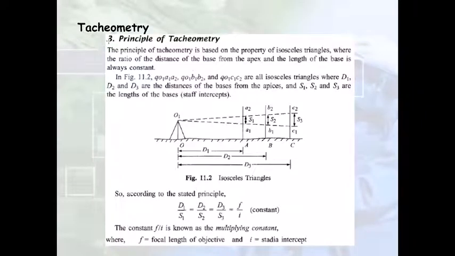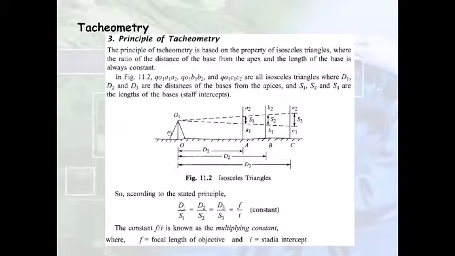The principle of tacheometry is based on isosceles triangles. Isosceles triangles are the ones in which at least two sides are equal, and we are going to use one other property of triangles, which is that in similar triangles the ratio of two sides is equal.